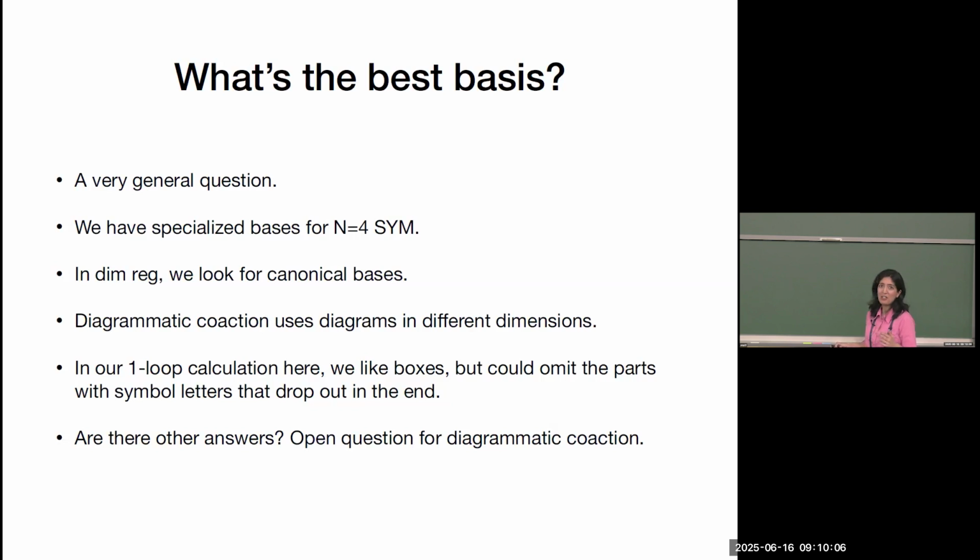In the one loop calculation I was just discussing here, we do use boxes, the classic box basis, but there's that issue of the cancellation. Some of those letters canceled out, which means maybe we should be looking at a basis, if we're going for N=4 super Yang-Mills, that didn't have those parts to begin with. That's the sort of thing we're always looking for in amplitudes. And maybe there are other answers. For the diagrammatic coaction in particular, it is also an open question going beyond one loop: what is the right basis in which to express the coaction principle?